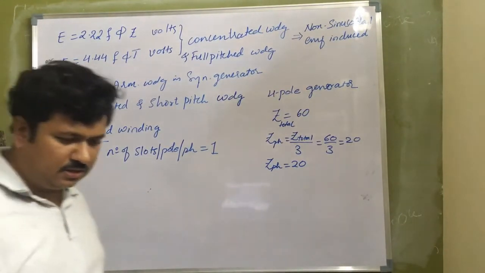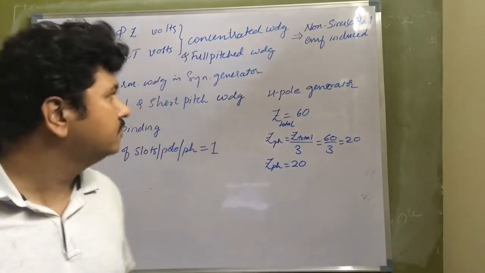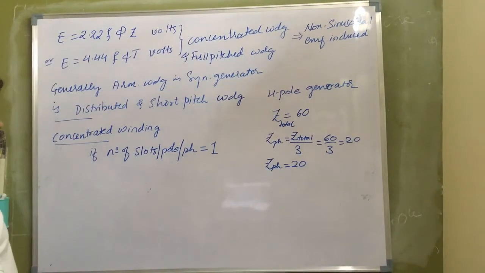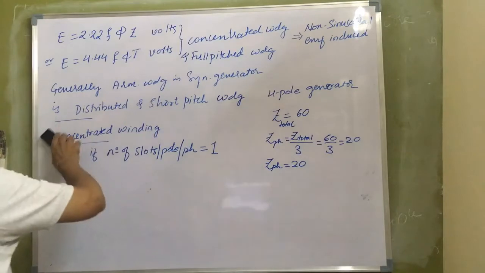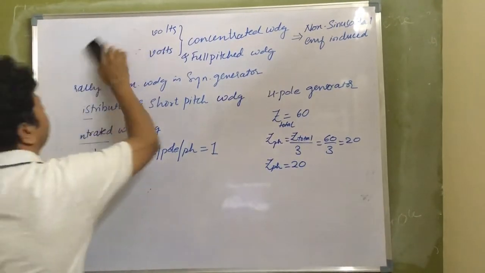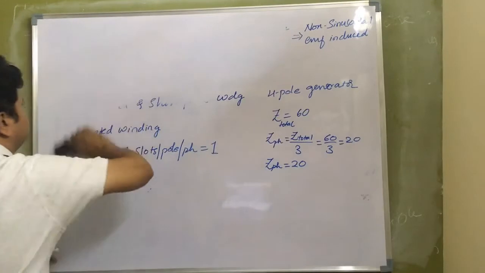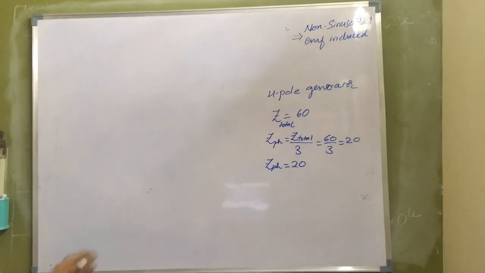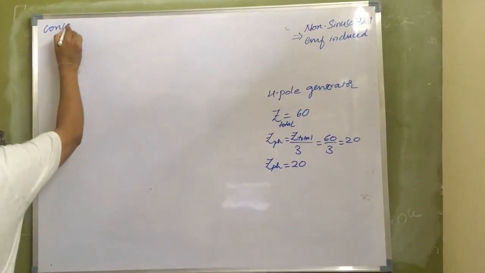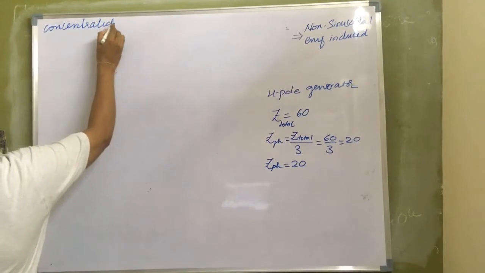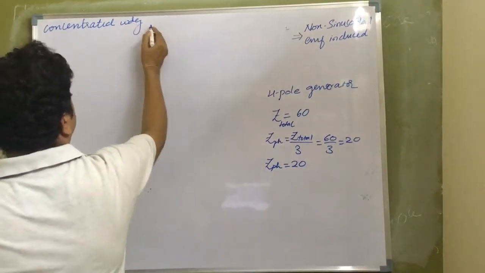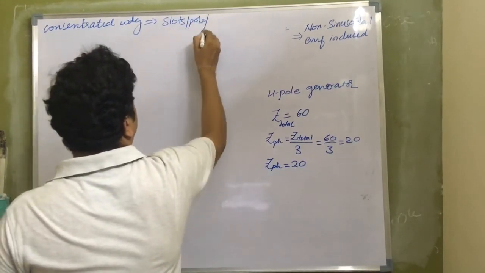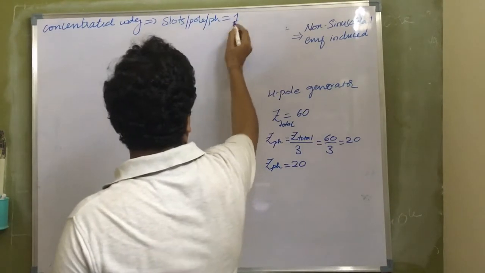Now I have to draw the diagram for this. Okay. You remember this condition. Slightly I will wipe out this, I need more space. Now what is concentrated winding? Concentrated winding is when slots per pole per phase is equal to 1.